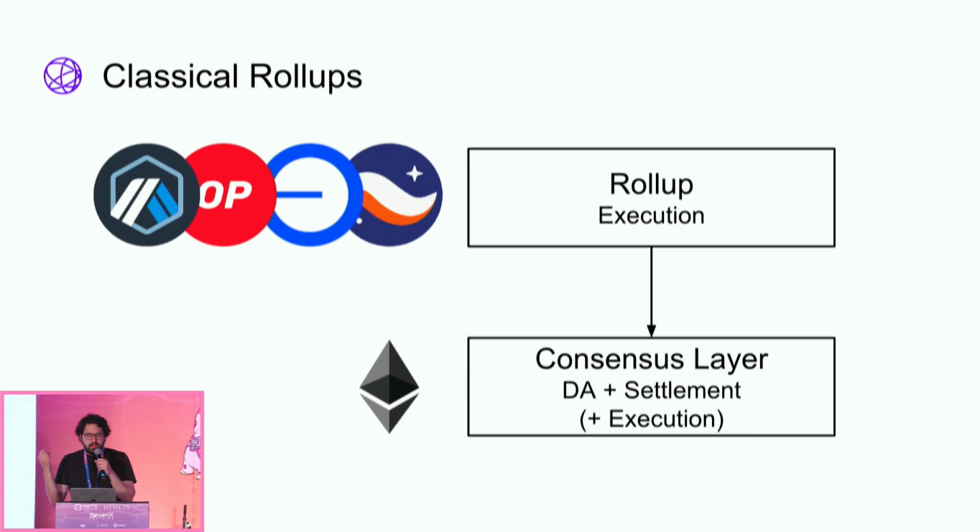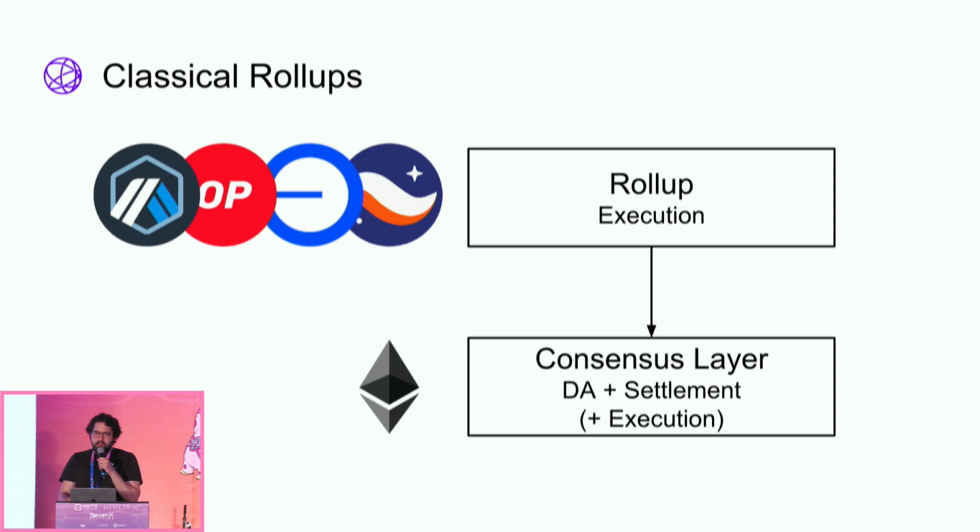ZK Sync, Manta, I can't even name them all. But you can go on L2 Beat. There's almost 50 at this point, layer 2s, rollups. And then in the upcoming tab, they have another 30, 35 or something like that. And this is only the beginning.